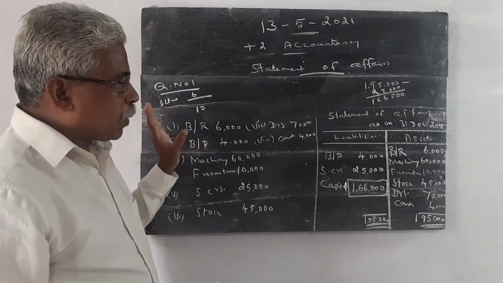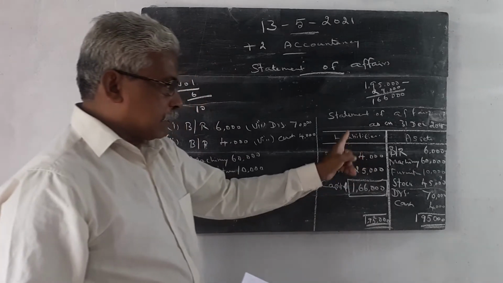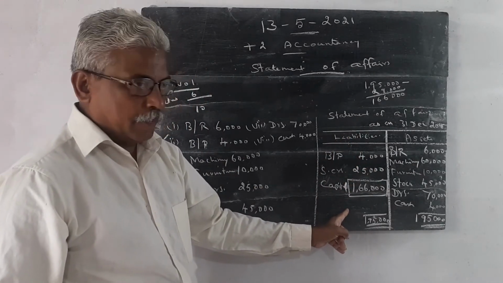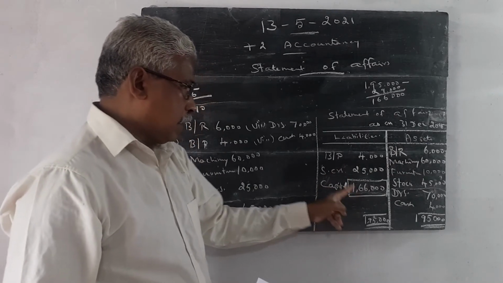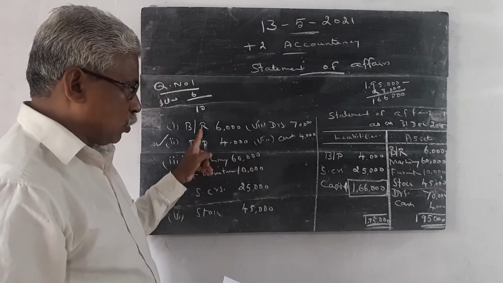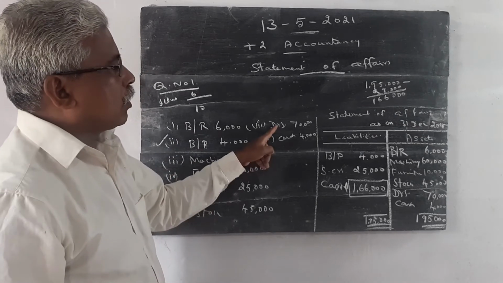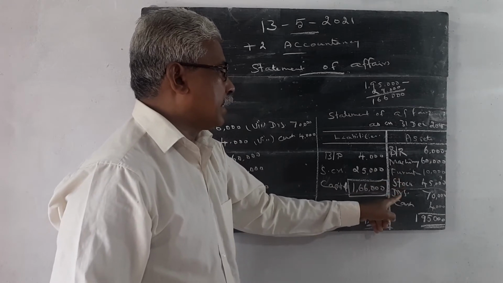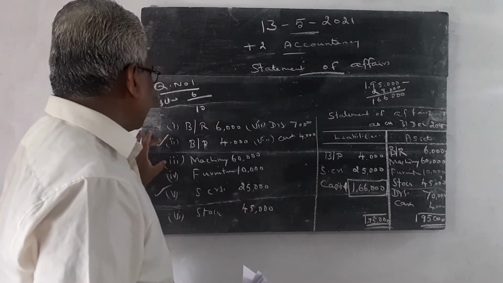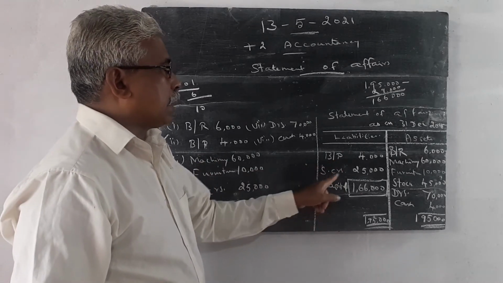That's how we prepare the statement of affairs. Assets are entered in the asset side, liabilities are entered in the liability side. The difference between assets and liabilities is equal to capital. Assets are bills receivable, machinery, furniture, stock, debtors and cash. The liability side consists of two items, bills payable and sundry creditors.